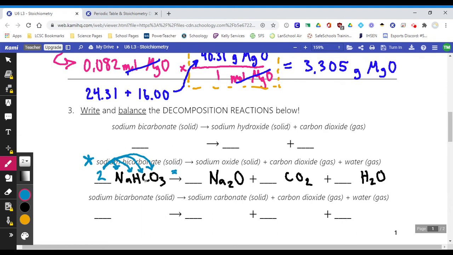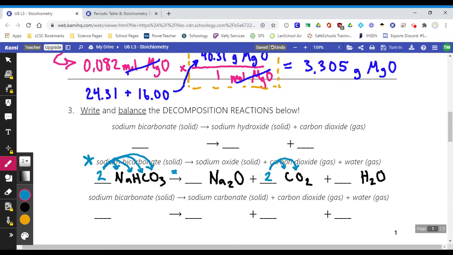Let's see, what about C? What about carbon? Well, I have 2 C's on the left side. I only have 1 on the right side, so I should probably fix that. If I put a 2 right here, 2 CO2s means I'm going to have 2 C's. It also means I'm going to have twice as many O's. But we haven't balanced the O's yet, so we're not really missing out on much here. So that's okay. So we did the Na's, we did the H's, we did the C's.